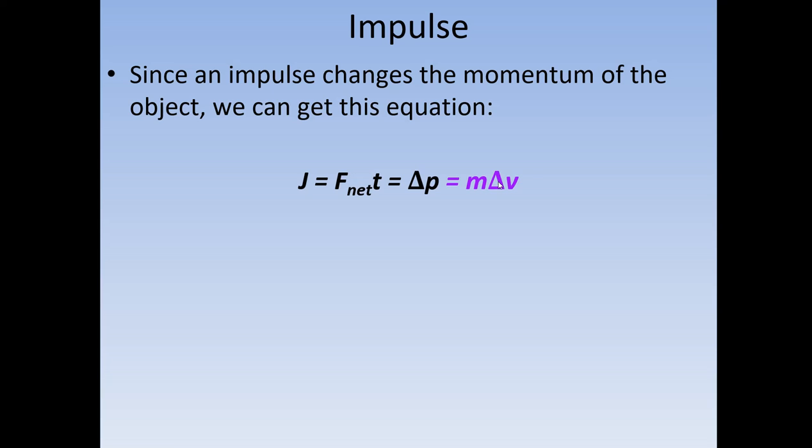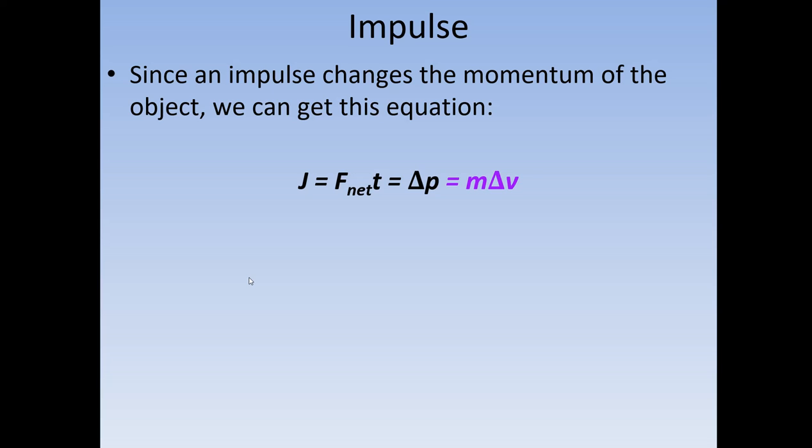Basically, it's a shorter and neater way of writing J = F net t, J = delta P, J = m delta v, F net t = delta P, F net t = m delta v. Instead of having all those equations, we just write it as one.